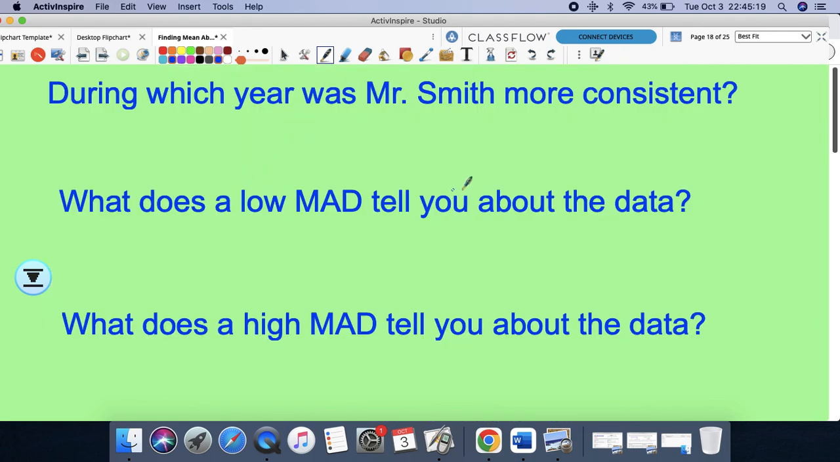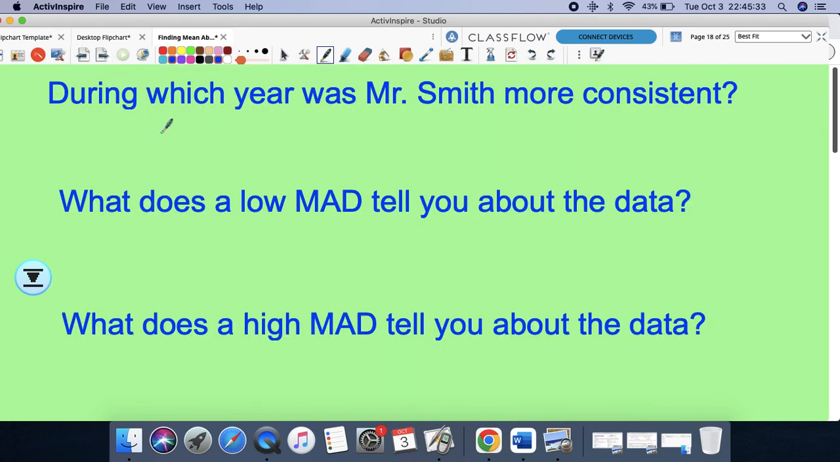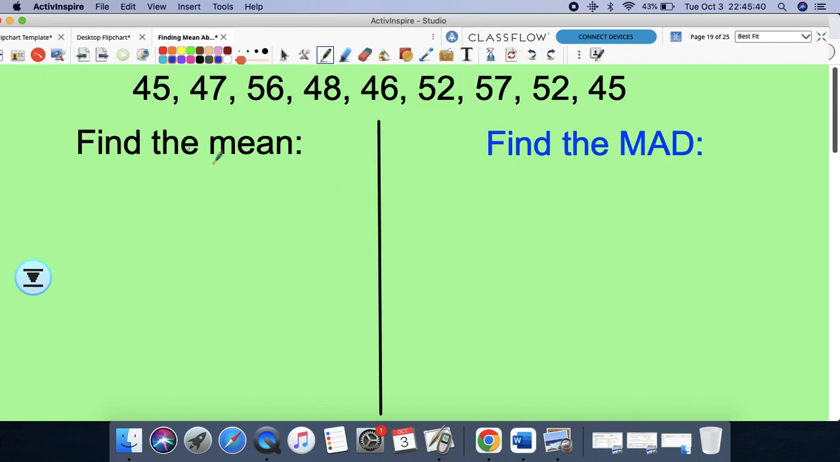What does a low MAD tell you about the data? A low MAD tells you that there was less variety in the data, like the spread was smaller. And the high MAD tells you that the numbers were further away from the mean. Okay, so again, we'll do a couple more.